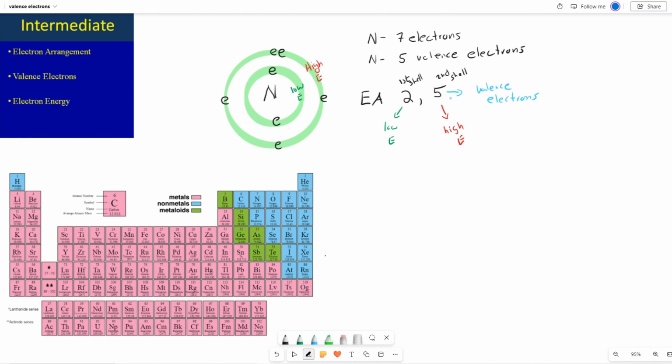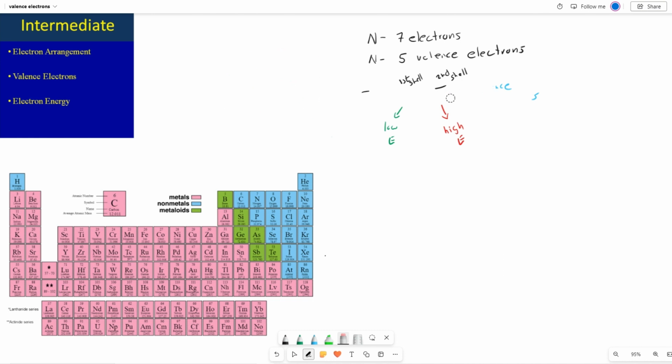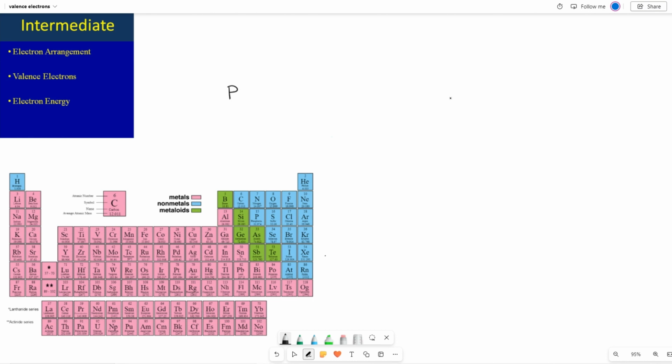So let's take a look at another example of drawing a model of an atom and then using that to determine its electron arrangements, its relative electron energies, and its valence electrons. We'll take a look at the element phosphorus. This is a little bit larger of an element, so we'll put a P there to represent the nucleus. Phosphorus is element 15 on the periodic table. Phosphorus is in period 3, so that means it's going to have 3 energy levels that we need to draw.